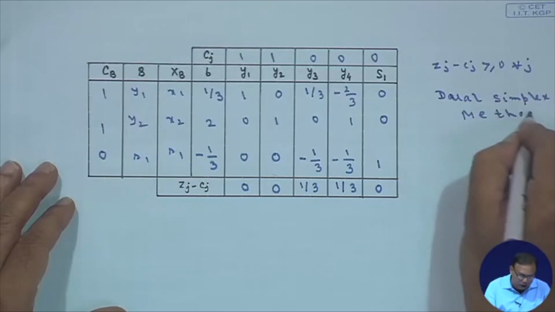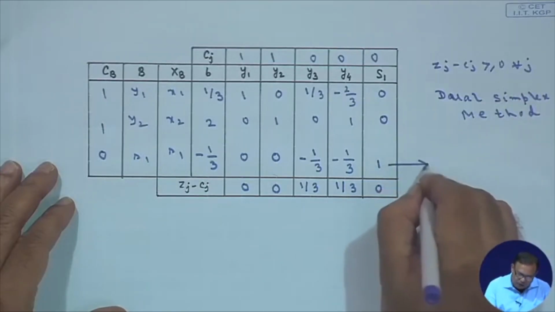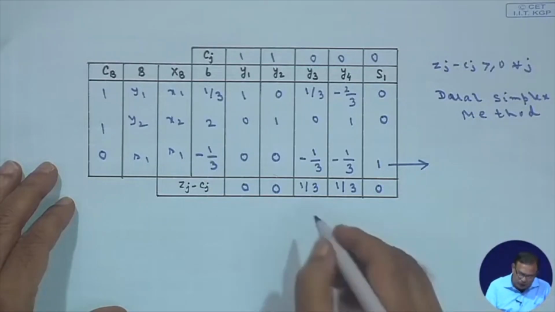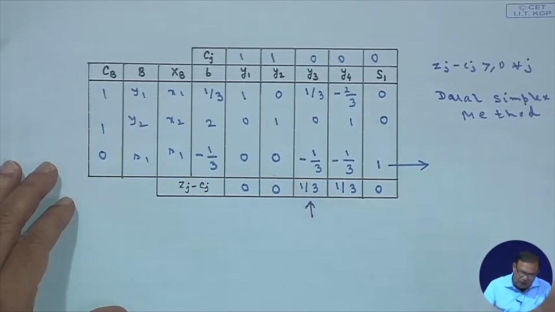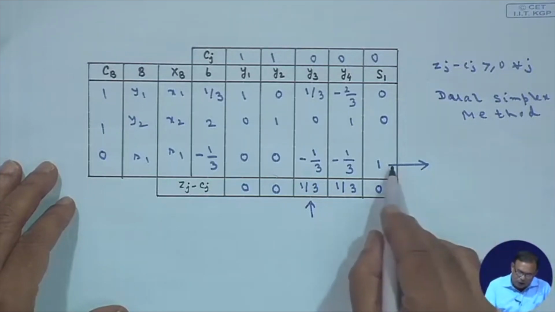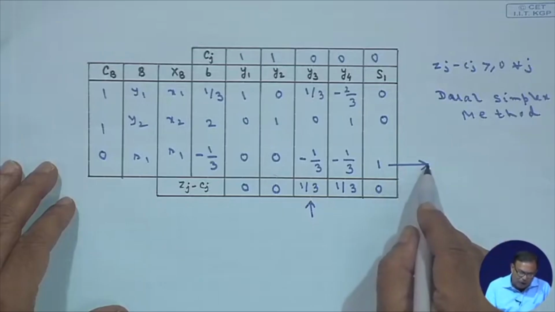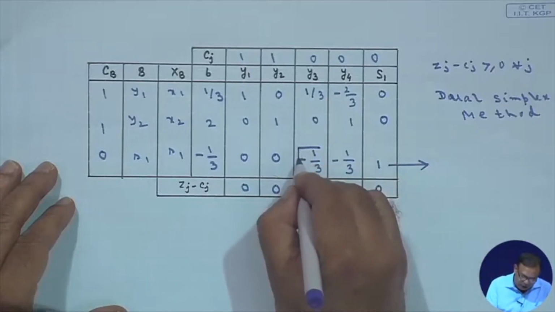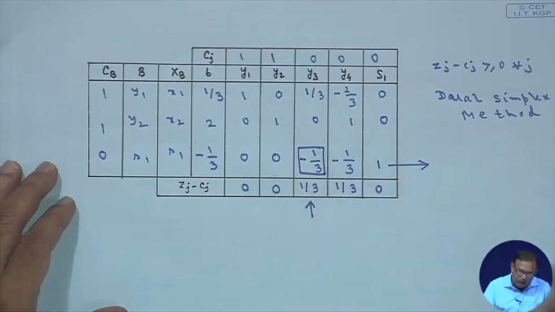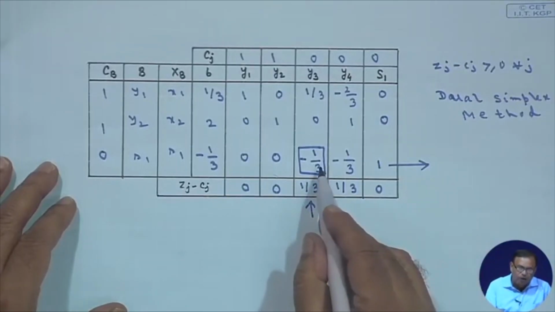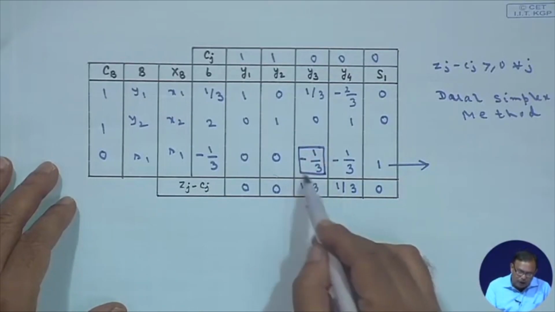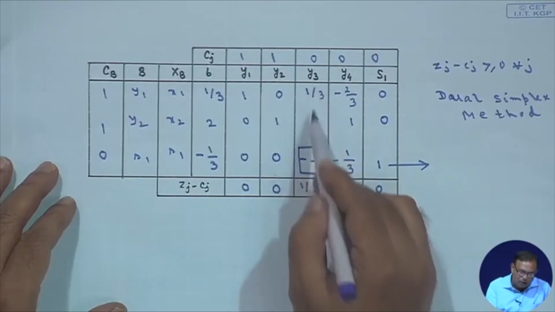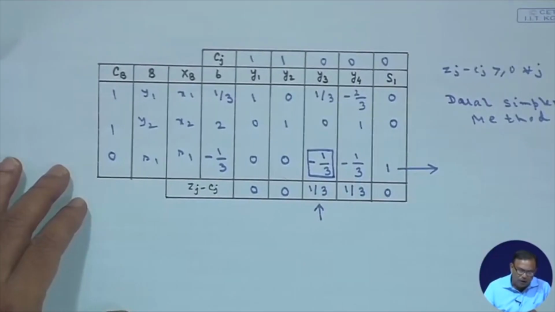Once you are taking the dual simplex method, this will be the outgoing vector, and from here you will find that this is the entering vector. I am not discussing the dual simplex method again here, since we have already done this type of problems earlier. So, the departing vector is S1, the entering vector is y3 or x3. So, your pivot element is this. Since your pivot element is minus 1/3, now I have to make this element 1 and all other elements in this particular column 0.